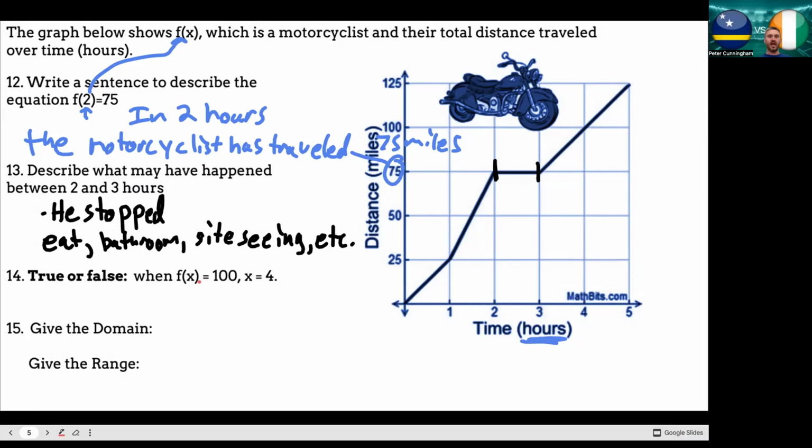All right, what is happening here? When f of x equals 100, x equals 4. Well, go to where f of x, fancy way of saying y. Go to 100. Is my time 4 hours? Yes, it is. That is true.